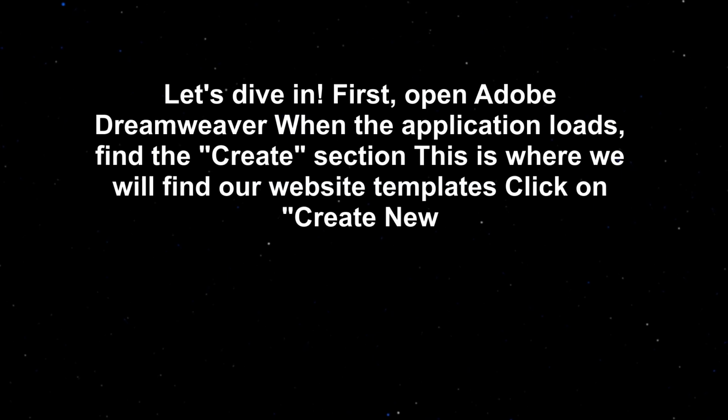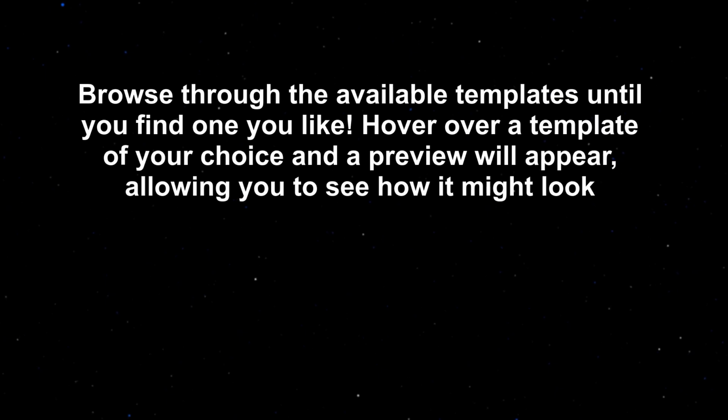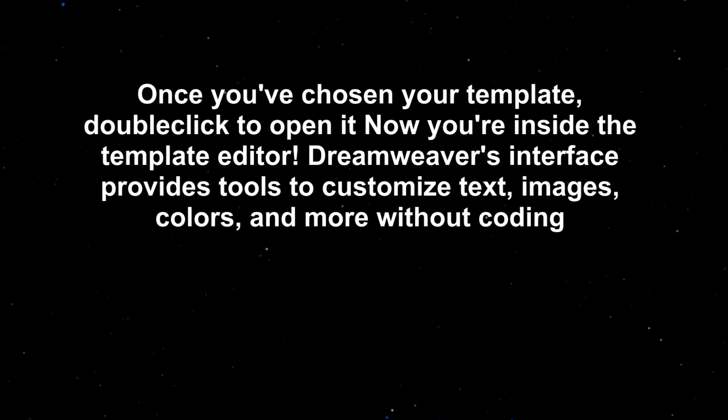Click on Create New. Next, you will select templates from the right side. Navigation. Dreamweaver offers diverse, pre-designed templates that provide a solid base for your site, all categorized to help you find the perfect fit. Browse through the available templates until you find one you like. Hover over a template of your choice and a preview will appear, allowing you to see how it might look. Once you've chosen your template, double-click to open it.